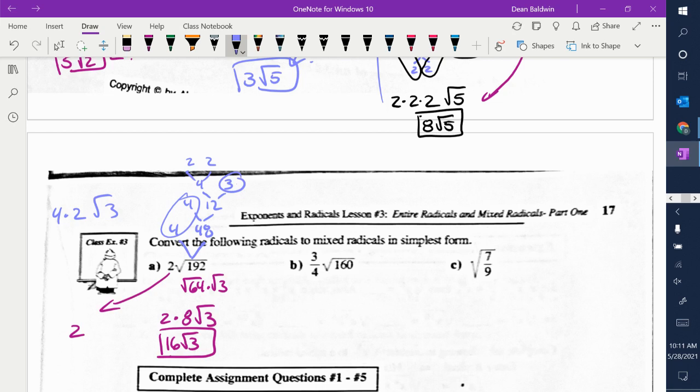So 4 times 2 is 8. And then 8 times the 2 that was out there. So you get the same answer. Okay? Again, I don't care how you do it. Just know how to do it. All right.